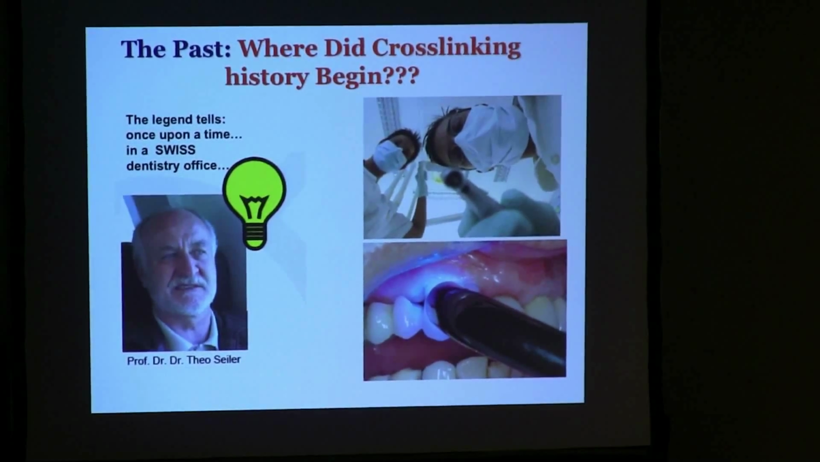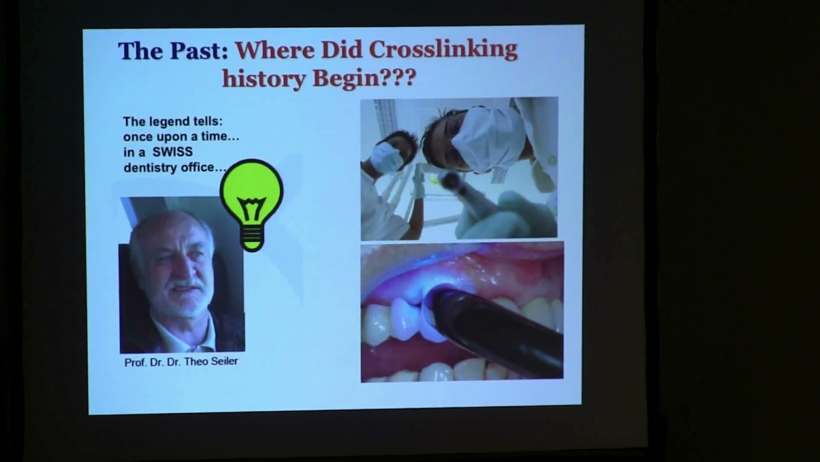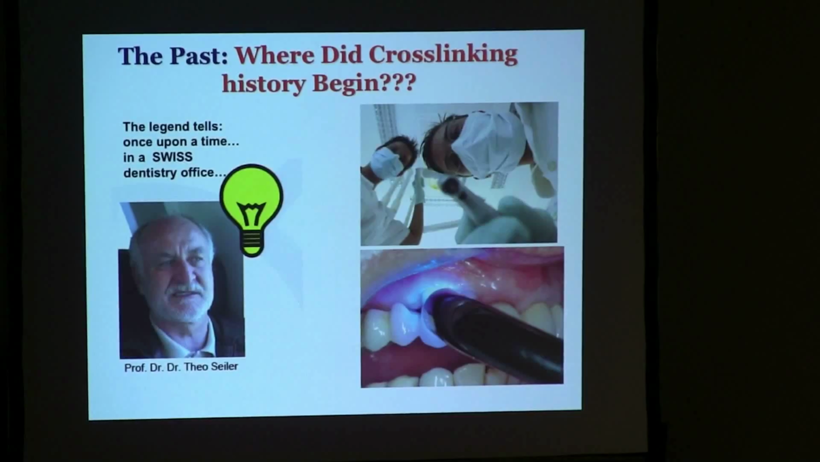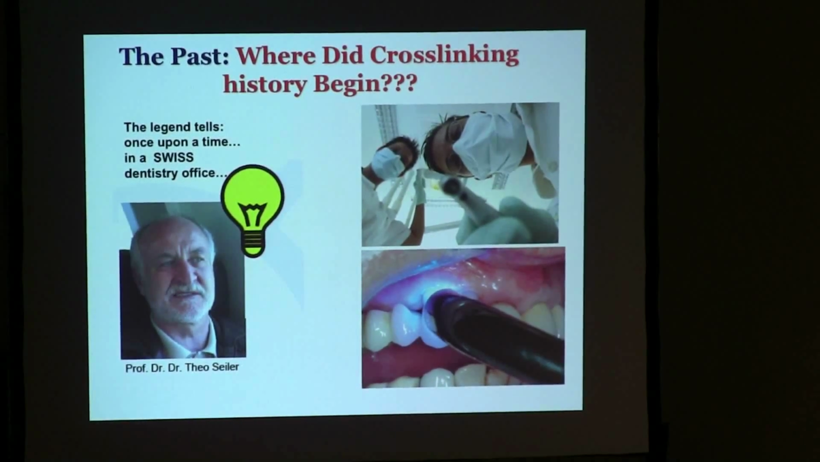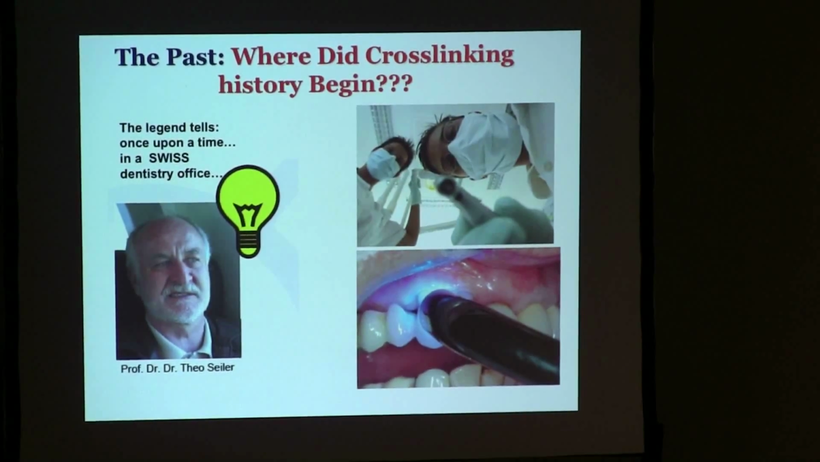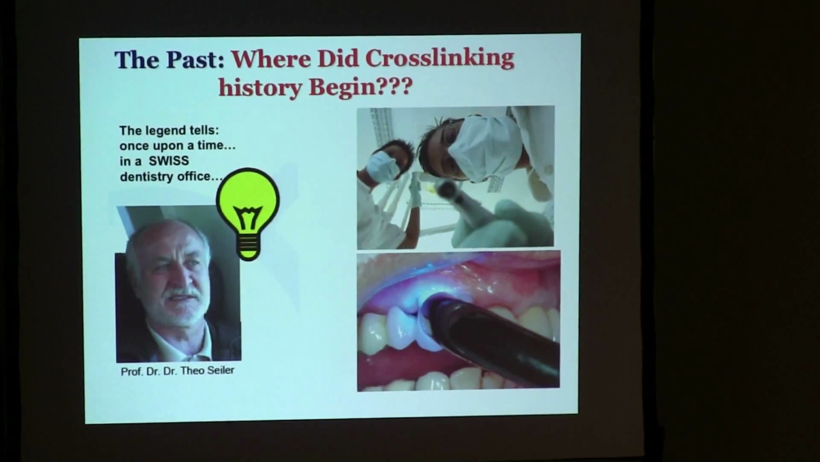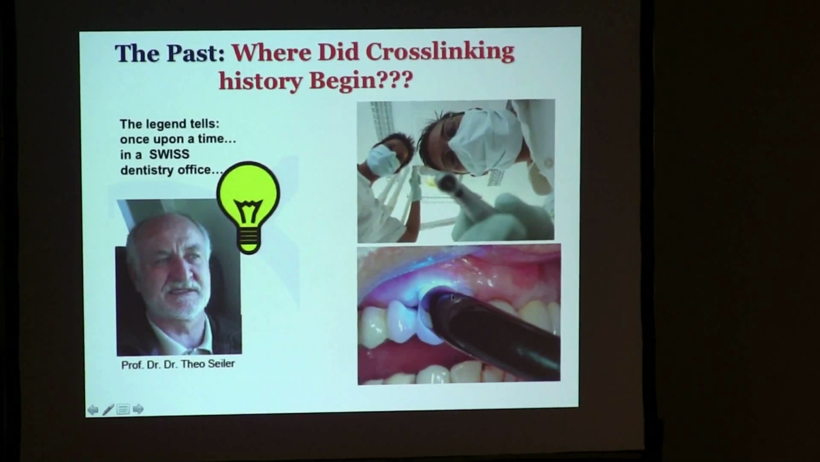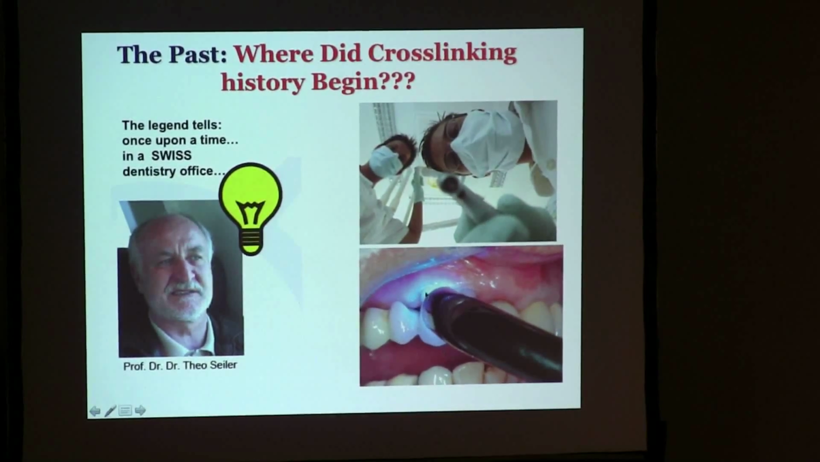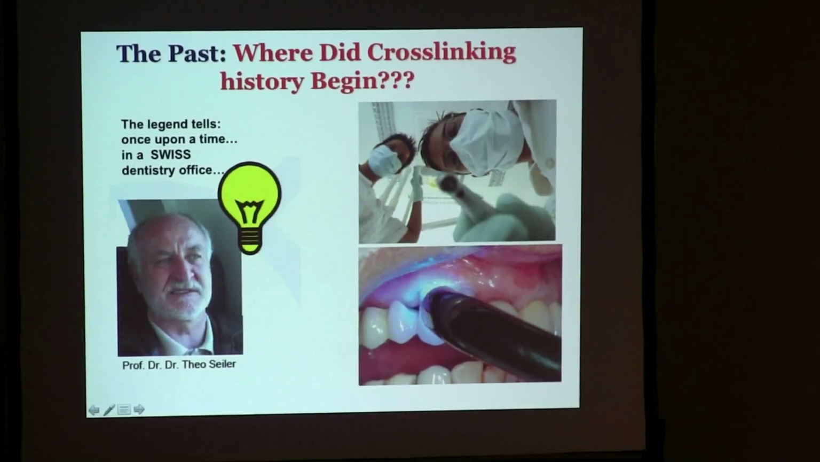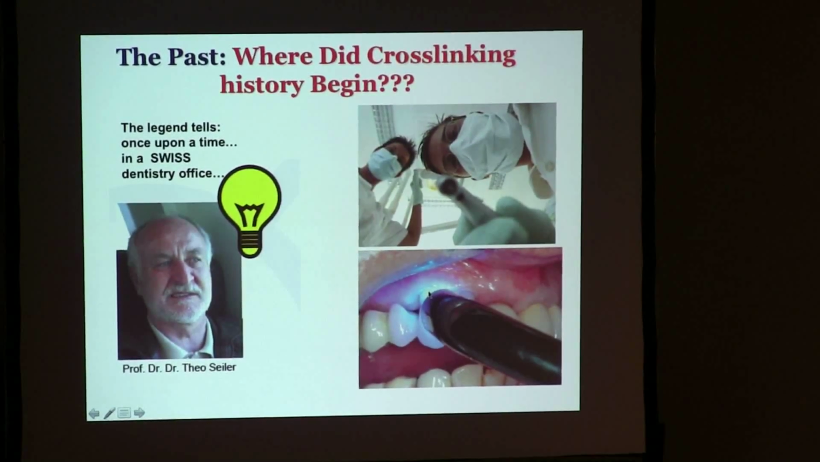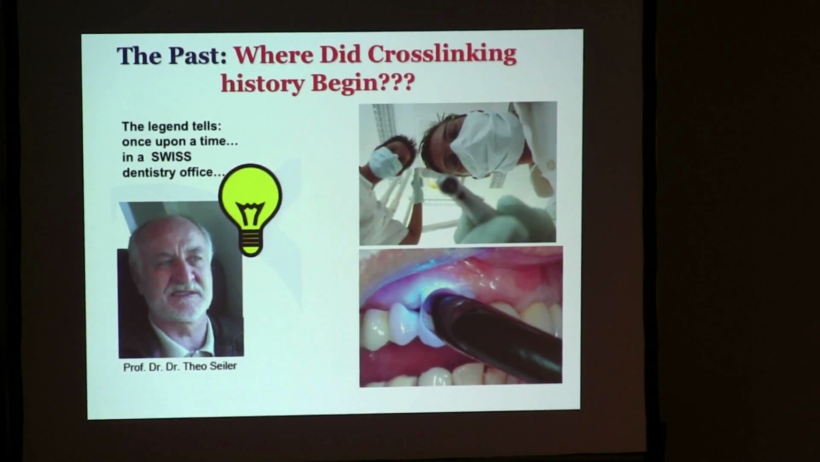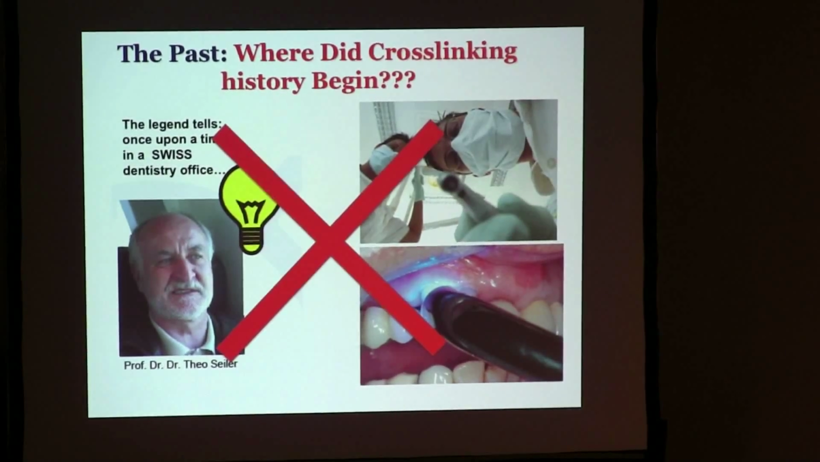Everybody knows that cross-linking was probably invented by Professor Theo Seiler. And the legend tells that once upon a time he was in his Swiss dentistry office, and he looked at the UV light of his dentistry that was photopolymerizing their capsule, and then he started to think if this could be applied also on the cornea. But this is not the truth.